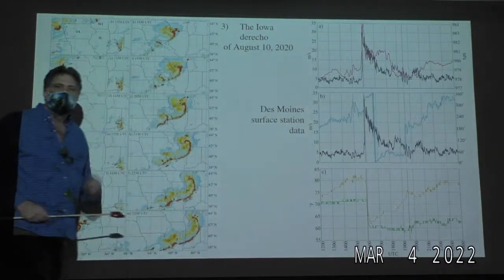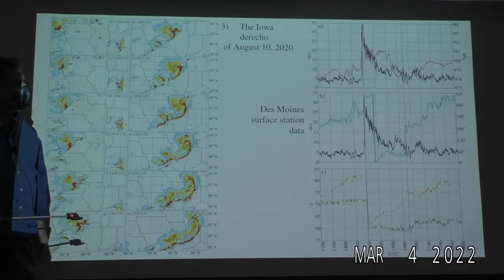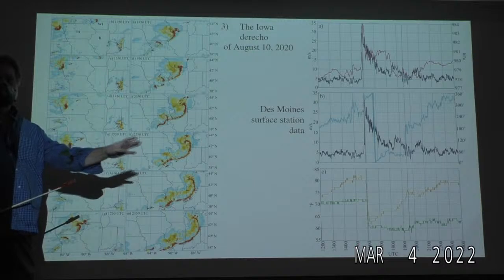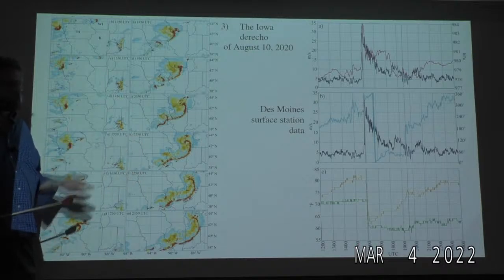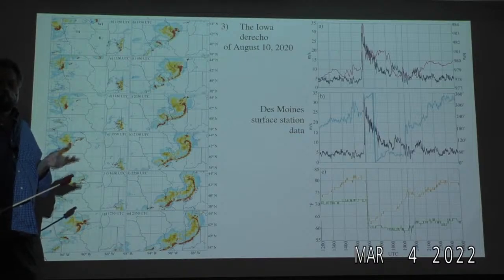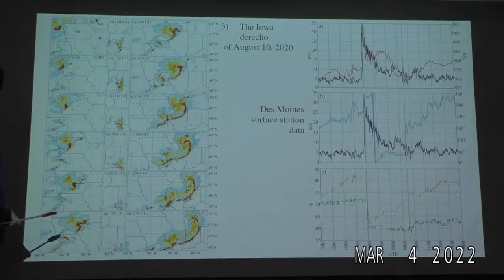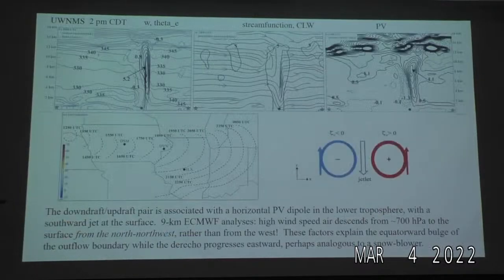And what I found in looking at ECMWF data and UW-AOS simulations is that while the storm travels eastward, the momentum source for the outflow is actually coming from the north, which is really unusual. I didn't expect that. So next one.